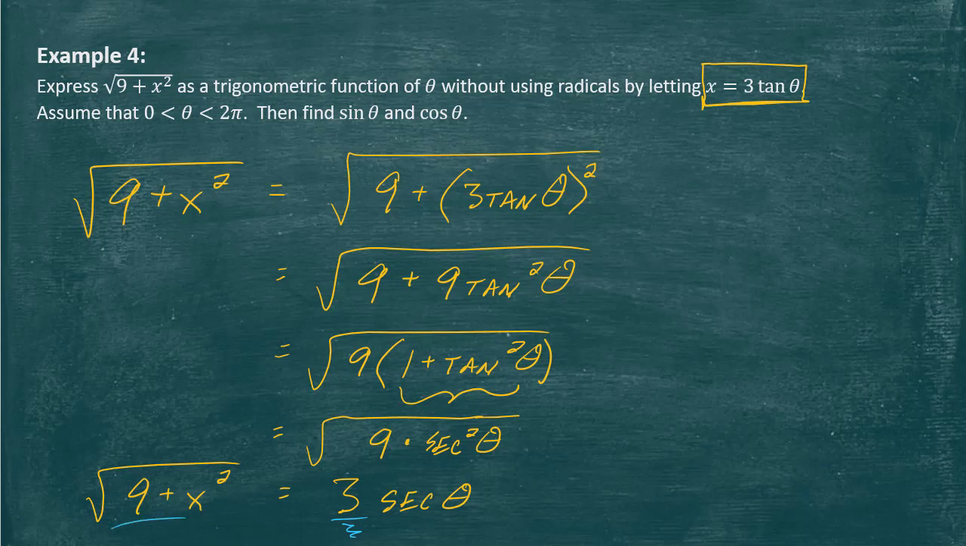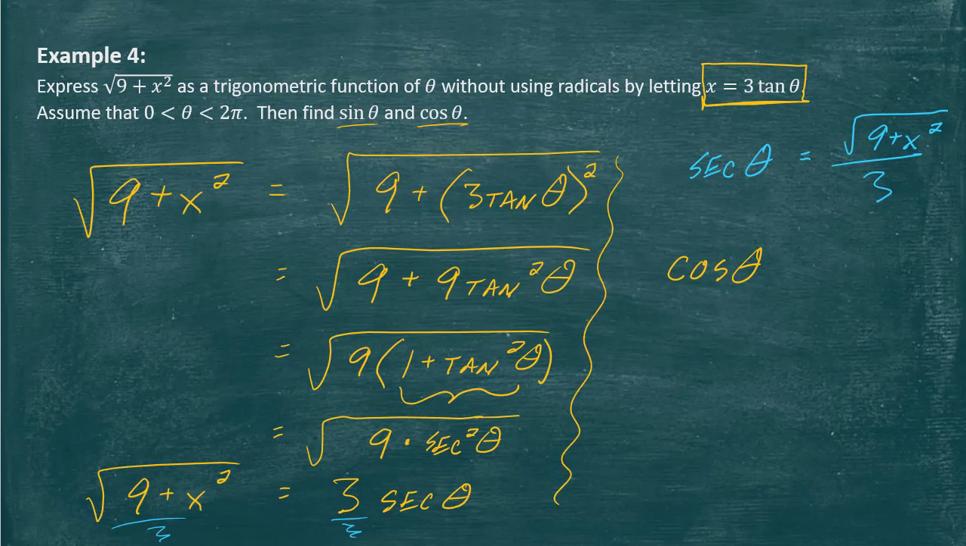Now, one thing that we can maybe recognize at this point is we could isolate the secant of theta by just dividing both sides by 3. So off to the side here, I'm going to rewrite this in the top right, but that would now give us secant of theta is equivalent to the square root of 9 plus x squared all over 3. And notice the last part of this question is specifically wanting us to now find the values of sine and cosine. Well, if this is secant, remember cosine is just the reciprocal of that, so cosine must just be the flipped version of what we just created.